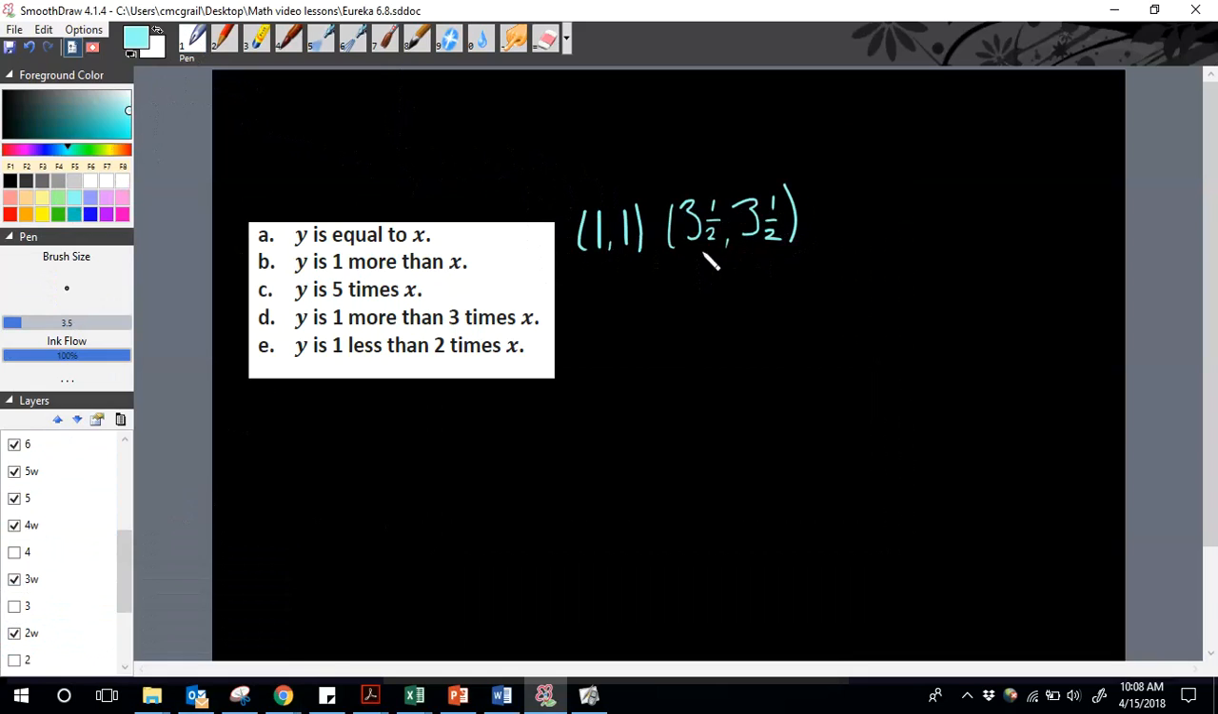It doesn't matter what my x is. I can choose any number. My y has to match it.